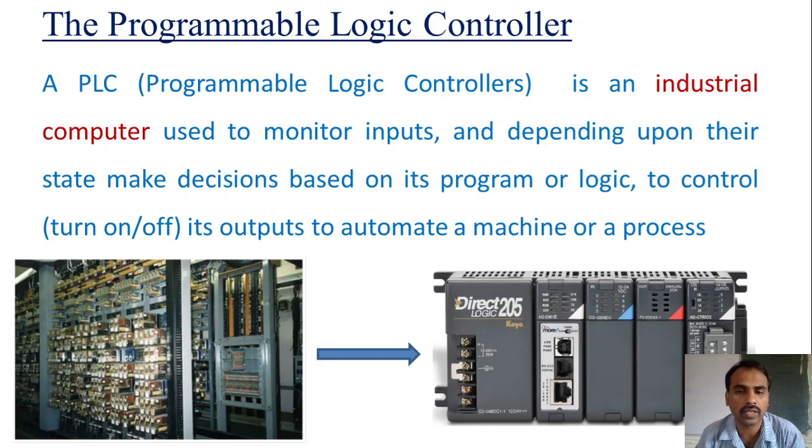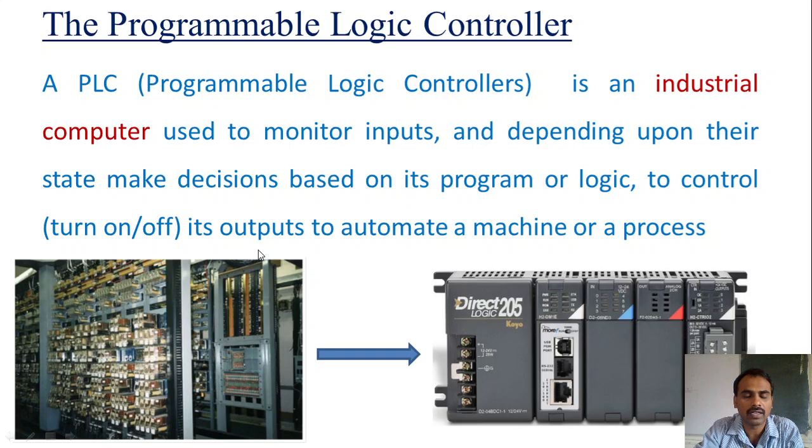So before going to the actual sessions, let us know what a PLC means, that is, a Programmable Logic Controller. A PLC is an industrial grade computer which is used to monitor inputs. Depending upon their state, it will make decisions based on its program or logic to control its outputs to automate a machine or a process. So this is the basic definition of a PLC.